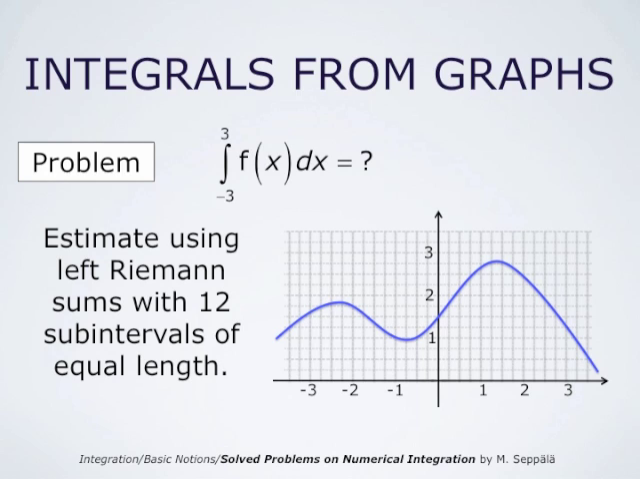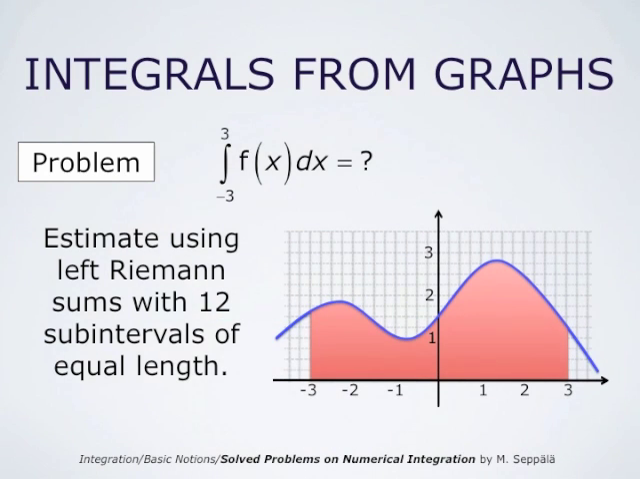The graph of the function f is given in this picture. Our task is to estimate using left Riemann sums with 12 subintervals of equal length the value of the integral from -3 to 3 of f of x dx. So what we have to do is estimate the area of this red domain.